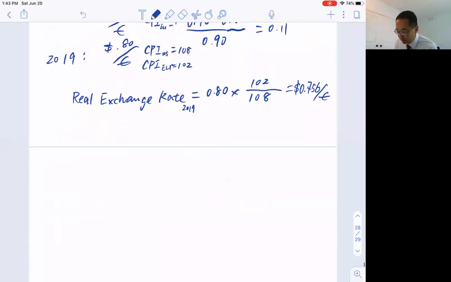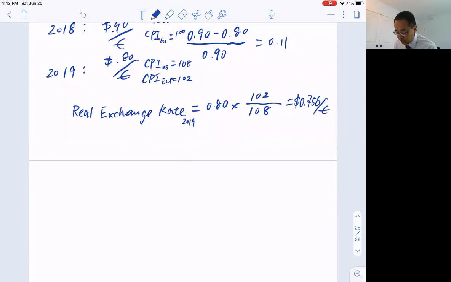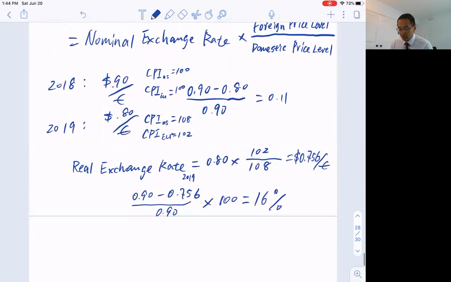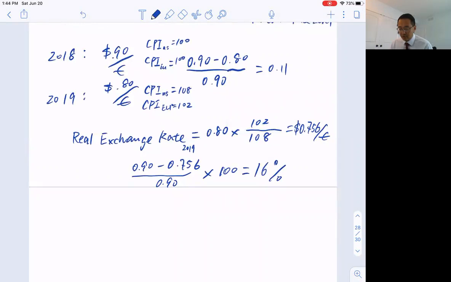Now, if you were to calculate the change in our exchange rate, it becomes 90 cents per euro minus 75.6 cents per euro, divided by 90, times 100, and that gives you roughly 16%, right? So in this case, the dollar appreciation is higher than what we previously thought by looking at just the nominal rate, right?